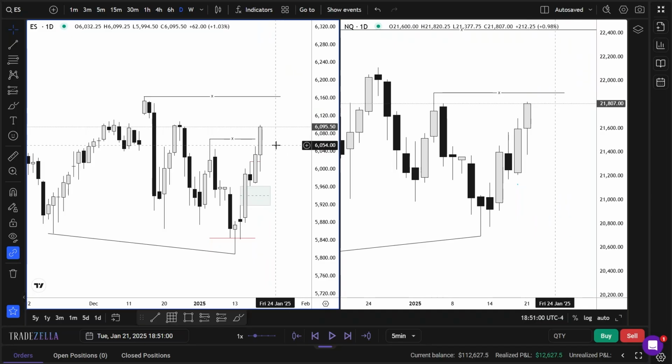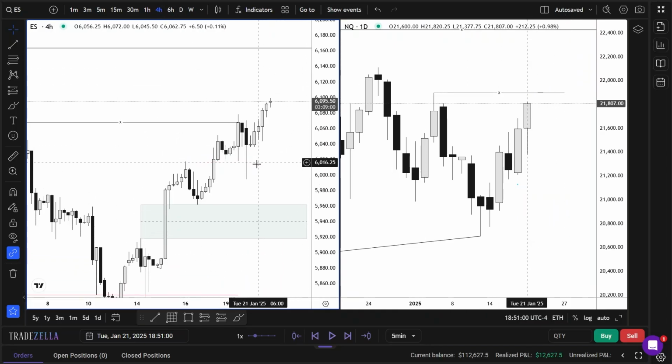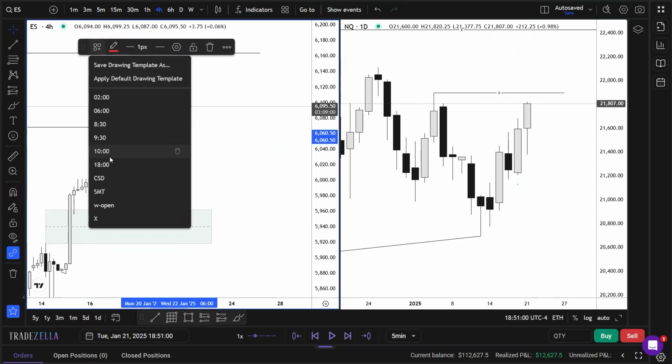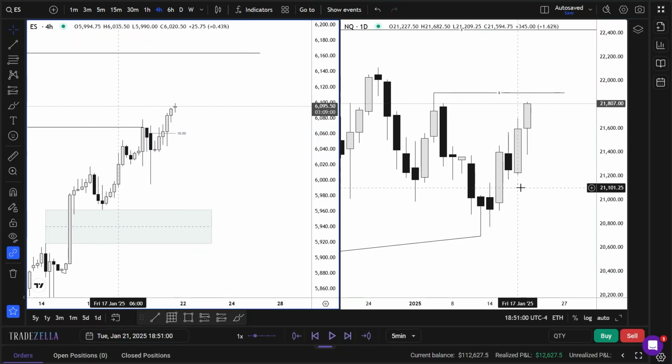So let's drop down to the lower time frame to see how this plays out. Here we are on the lower time frame, and we know that the futures, indices market, opened at 1800, right? Unlike Forex, which opened at 1700. So we'll mark out our 1800 candle.